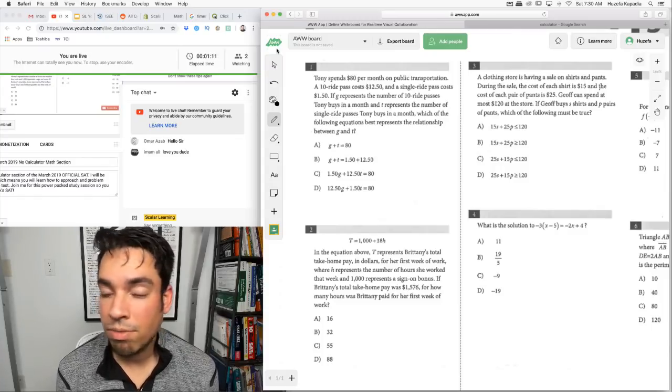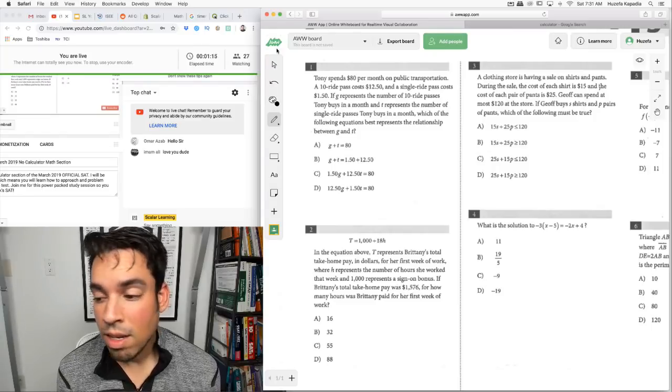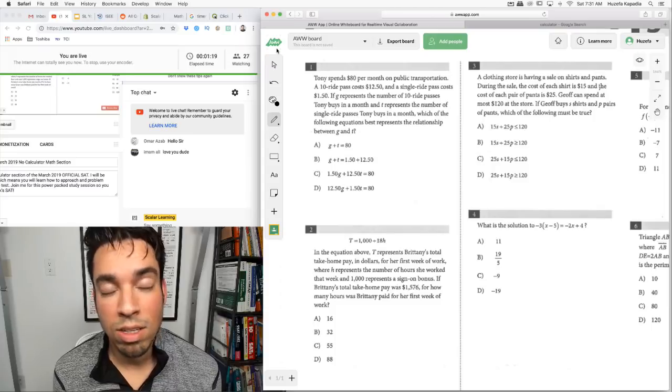So today we've got the official March SAT from 2019. This is the official one that was given in the US. I'm going to be going through the entire non-calculator section today.